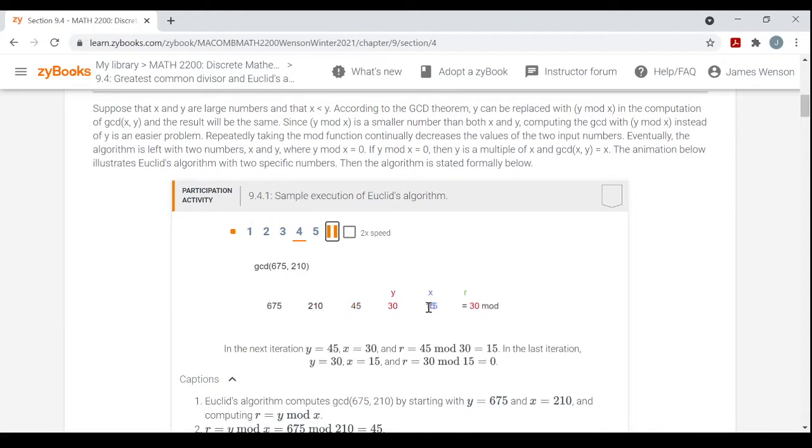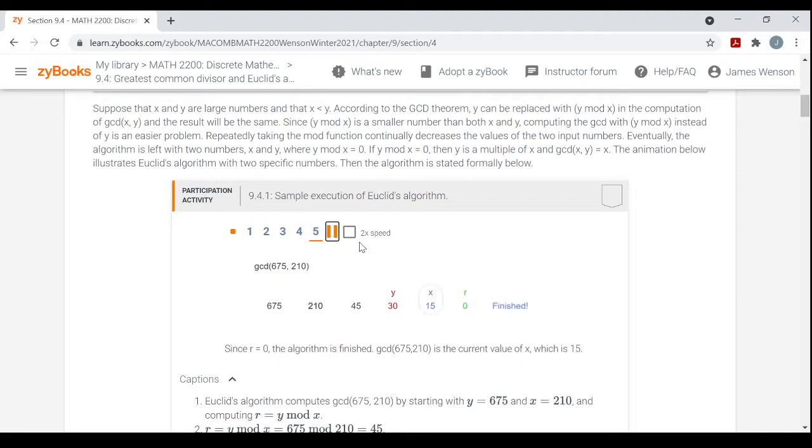But wait a minute, 30 is a multiple of 15. See, the remainder is 0, right? So the greatest common divisor of 30 and 15 is just the smaller of the two, since one is a multiple of the other. So 15. So then going all the way back to the beginning, the greatest common divisor of 675 and 210 is 15, after all that.